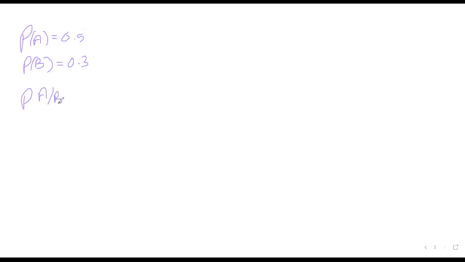So find the intersection of A and B, the union of A and B, the complement of A, the complement of B, and B given A, in that order. Each one to choose one. Pick the easier one before it's gone.